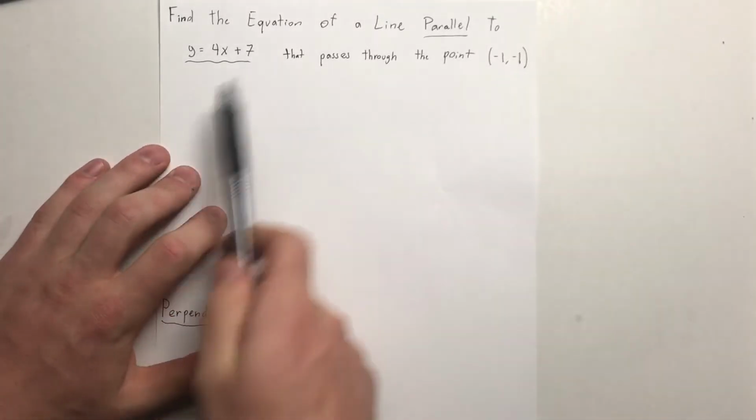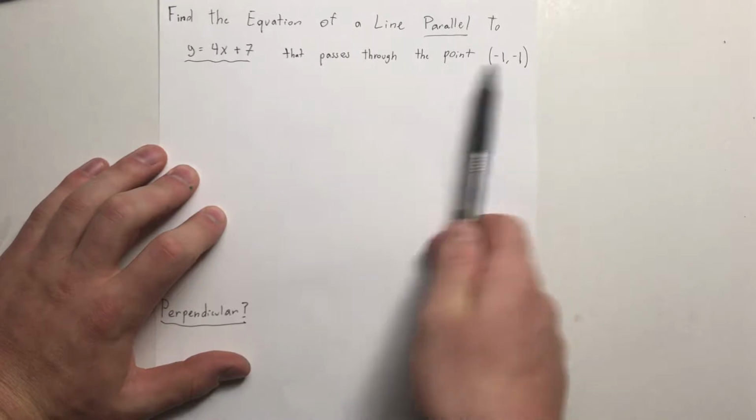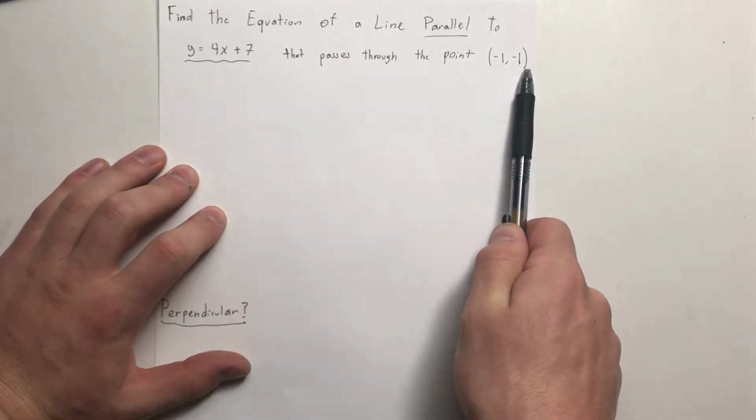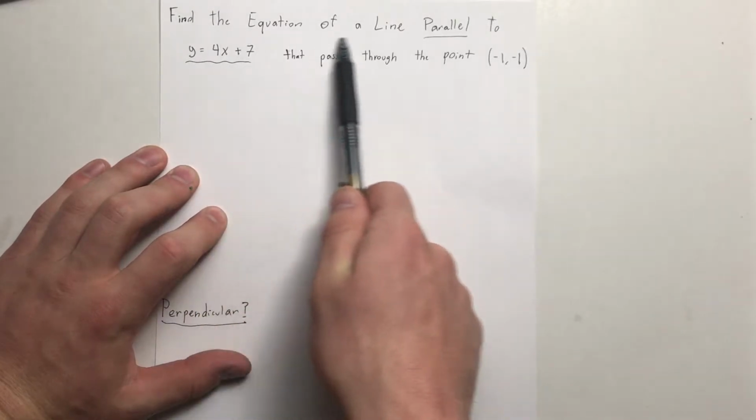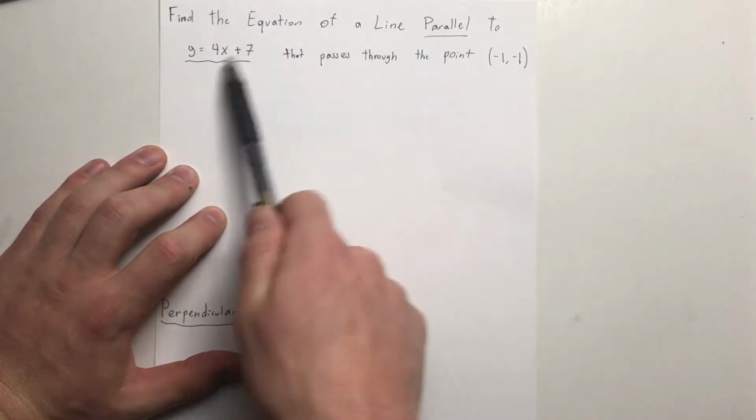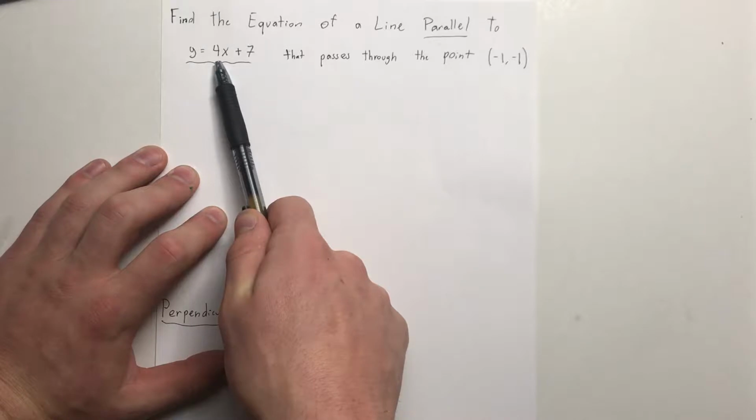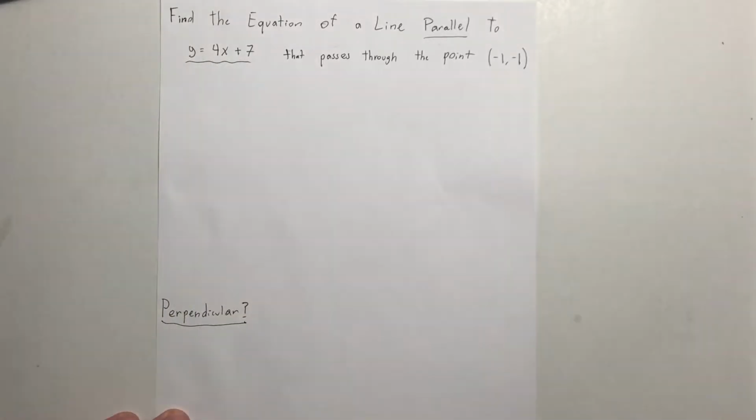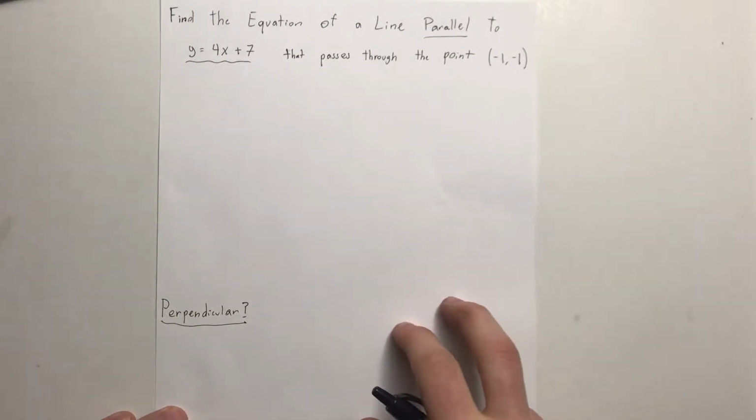You're actually given 1 point that the line passes through, so you know that it passes through the point -1 comma -1, but you want to find the equation of a line that is parallel to a line given by this equation right here. Another common question that teachers ask is find the equation of a line that is not parallel but perpendicular to a line given the equation right there.